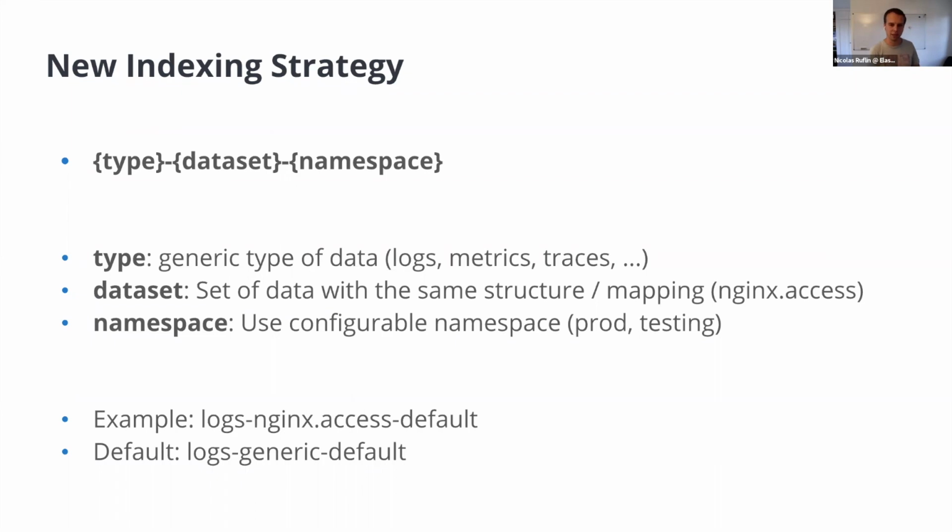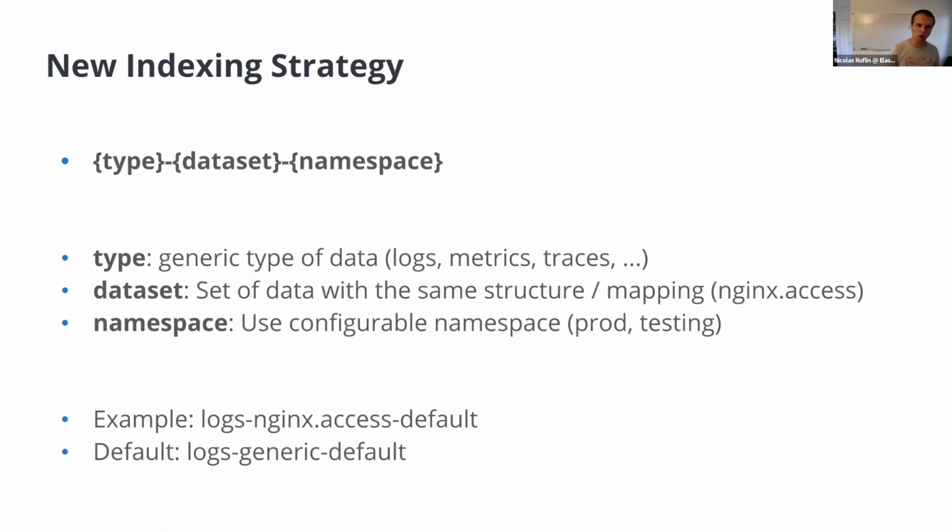If you use beats and modules, you probably stumbled over that term. Nginx.access is, for example, a data set, and it describes data with the same structure, with the same mapping. What it means is that data which has the same structure compresses better, can be queried together, and is stored closely together. And the last part is the namespace. What we call the namespace is really the user configured part. So we predefine the first two, but the last one, you as a user can pick whatever you want. You can separate prod and testing.